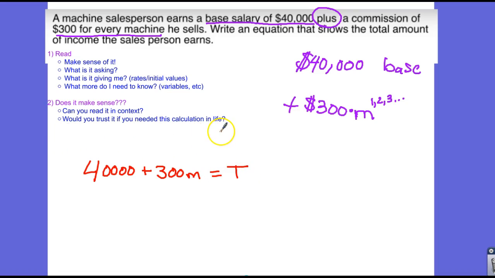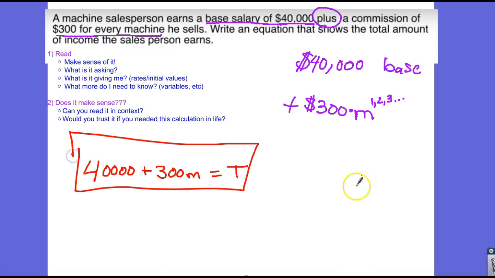Would you trust this equation if you needed it in real life? If this was your salary, you could find this. I would say, yeah, for sure I would trust this if I was trying to find out. Say I sold 10 machines, this is how I would find it. So yeah, for sure, that looks good to me. Let's look at another.